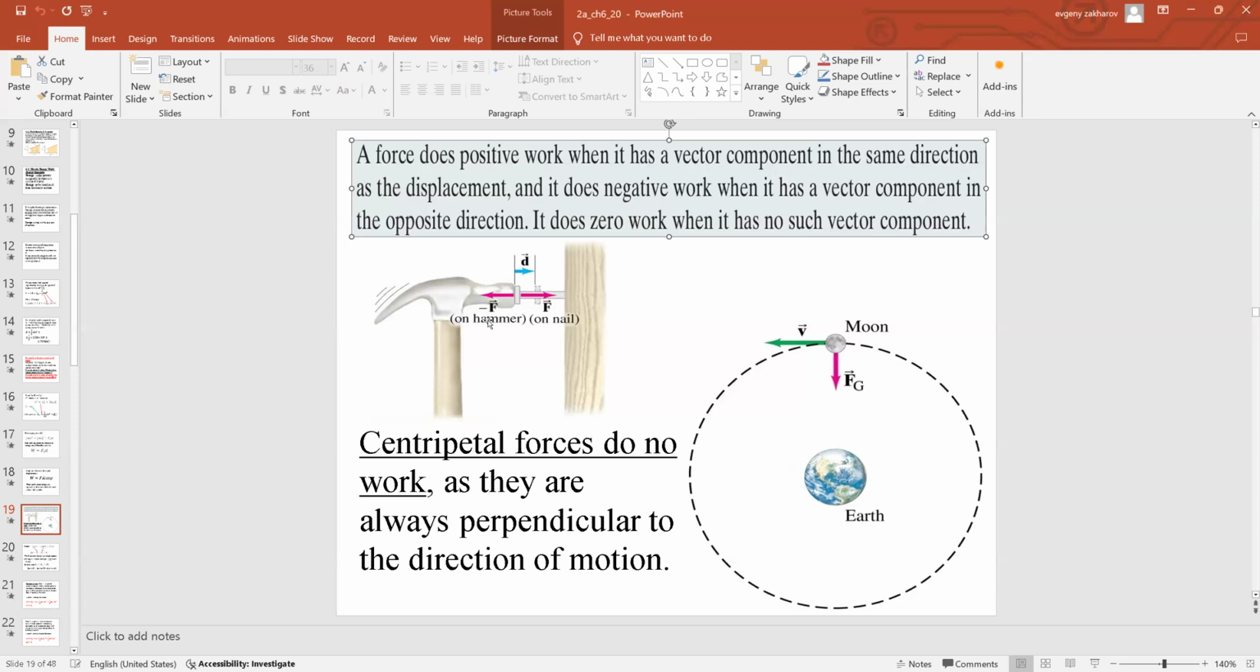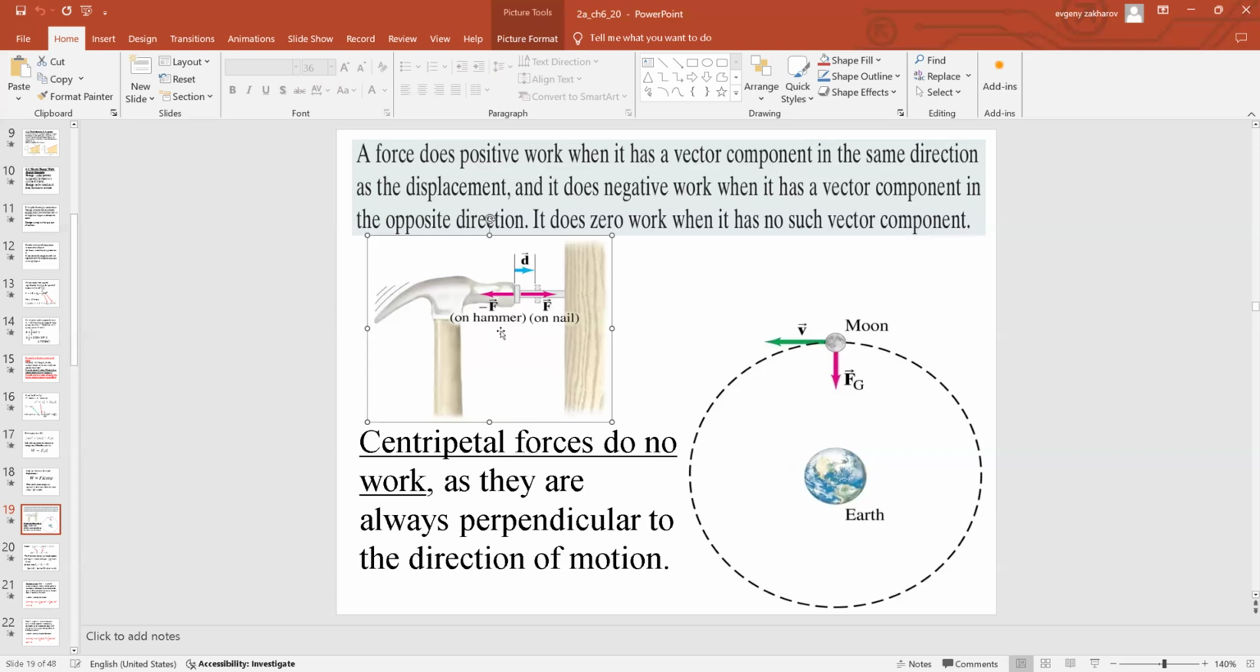Now, be careful with action-reaction pairs of forces. Read the question, because sometimes the question is how much work is done by the hammer on the nail. And hammer on the nail, the force is to the right. In this diagram, the nail is hit by the hammer, and the force on the nail is to the right. Or the question can be about the reaction force, because for any action there is an equal and opposite reaction, and the nail will hit the hammer with exactly the same force in the opposite direction.